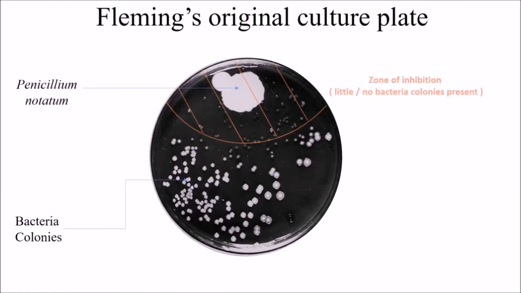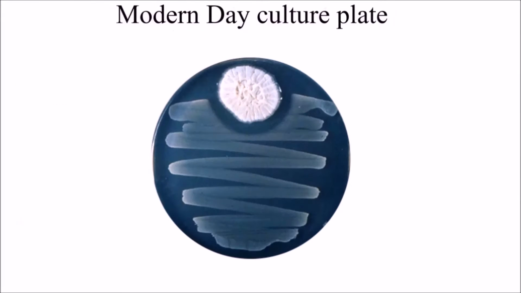Fleming's original culture plate showed a zone of inhibition around the mold, which proved that this mold secreted a substance which inhibited bacteria growth.